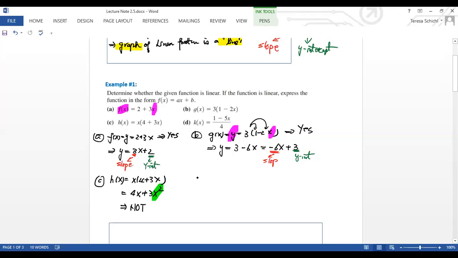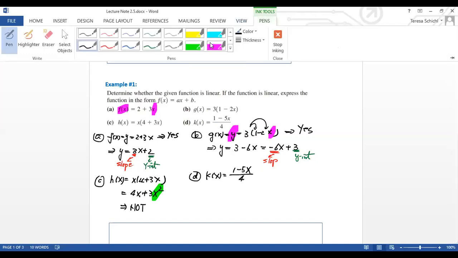Now part D, k of x equals 1 minus 5x over 4. For this one, if you take a look, you mentioned it has a fraction, and we cannot have a fraction.